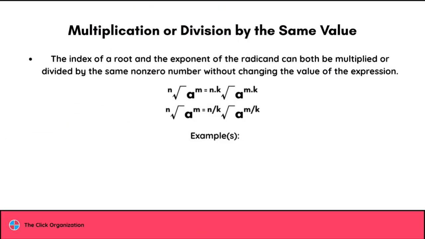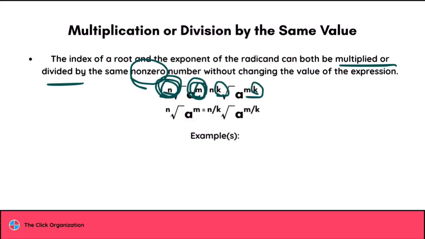Okay, let's go with the 11th rule, multiplication or division by the same value. The index of a root and the exponent of the radicand can be both multiplied or divided by the same non-zero number without changing the value of expression. So for example, both n and m can be multiplied or divided by k, and the value of expression won't change. Why does this resonate? Because it's the same as fractions.